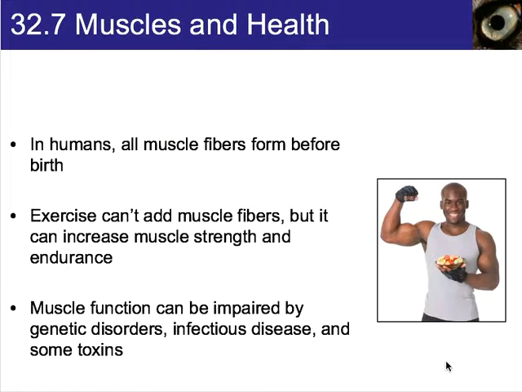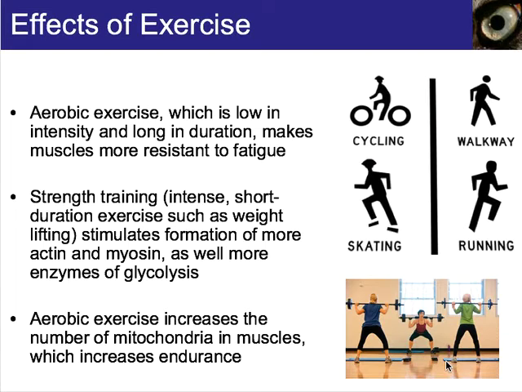So muscles and health. In humans, all muscle fibers are formed before birth. So if someone tells you that you can get more muscle cells, you can't. You can build up the muscle fibers, but you can't actually get injected with more muscle cells. Exercise can't add muscle fibers, but it can increase muscle strength and endurance. And muscle function can be impaired by genetic disorders, infectious diseases, and some toxins.